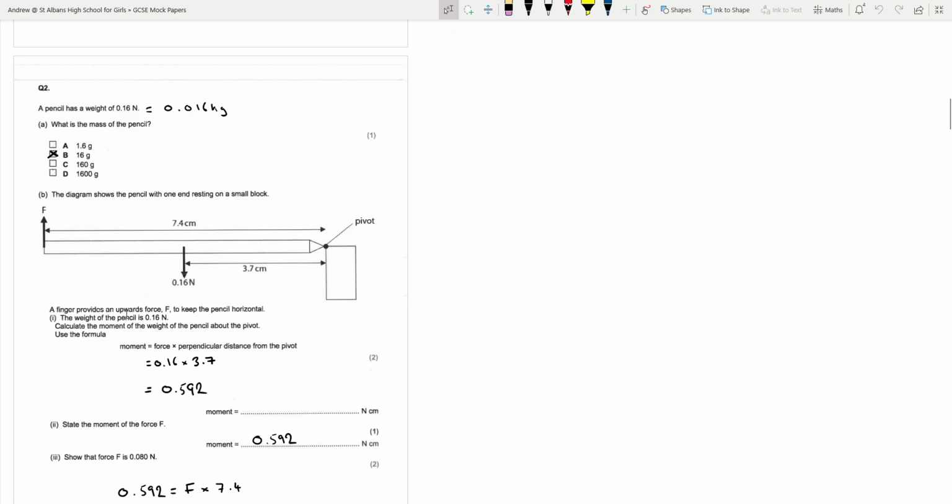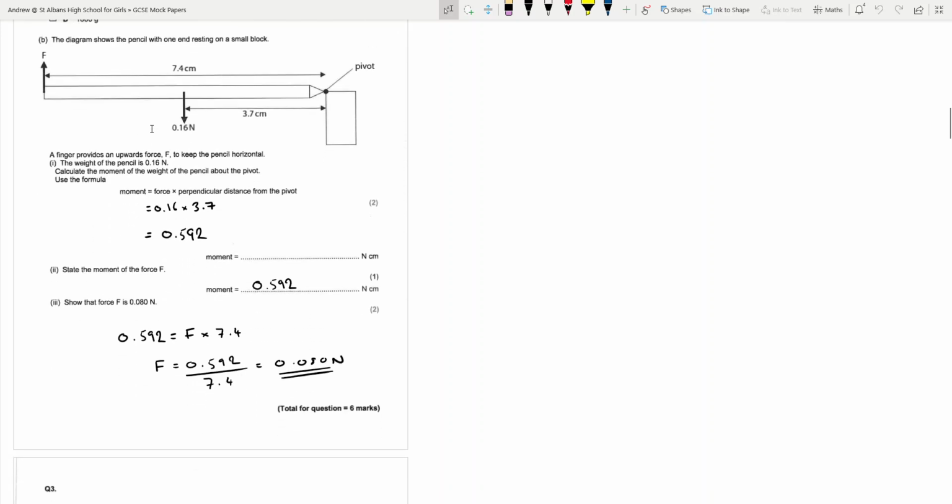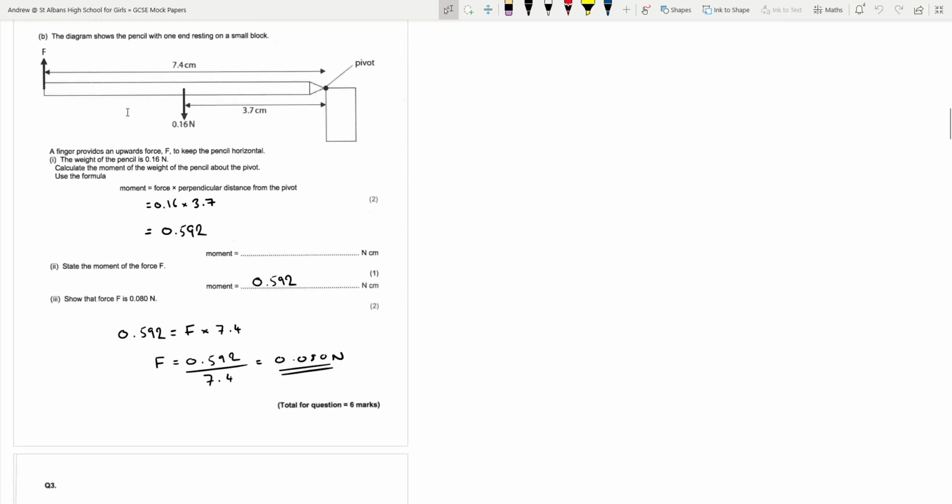Okay, question 2. We have a pencil with a weight. What is the mass of the pencil? We've got to convert newtons into kilograms, and then we've got to convert that into grams. So we end up with B. And then we have a moments question.